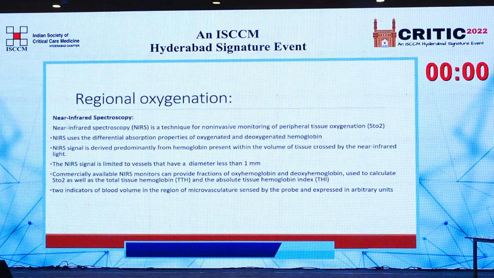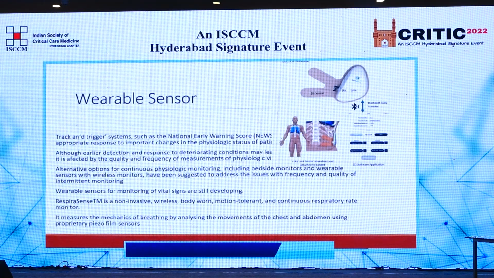So regional oxygenation is again by infrared spectroscopy, where we pick up the tissue oxygen for monitoring. Right now we are talking about pulse oximetry and perfusion indexes, where a pulse oximeter continuously gives both perfusion and oxygenation. We'll talk about near infrared spectroscopy in the future for tissue hypoxia, tissue oxygenation.